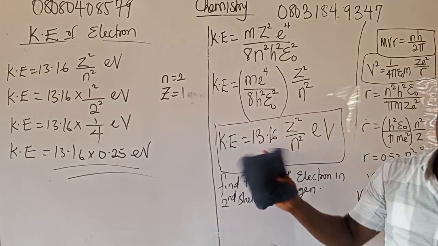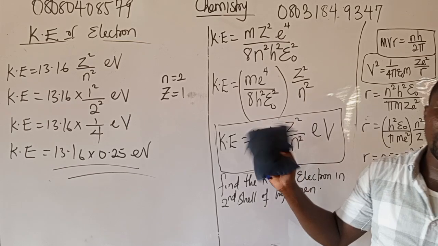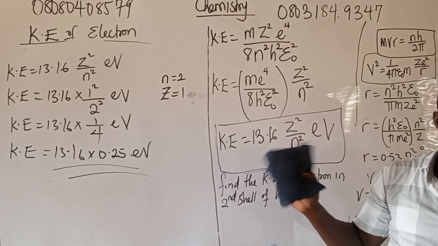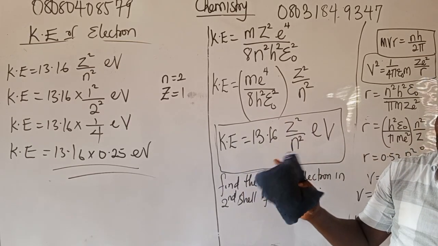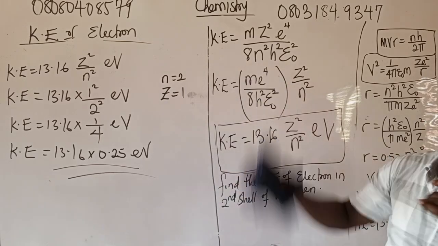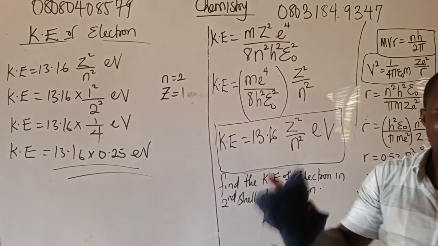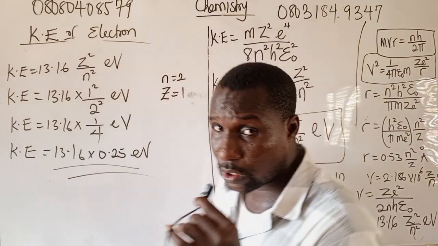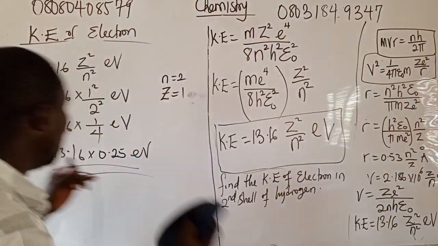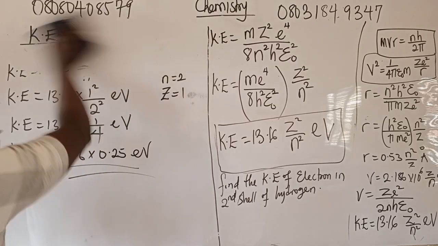Students, don't forget those atomic model of Bohr postulates. They are 5, and that is what we are using to get all these. Take note, Bohr is applicable to an atom with what? One electron. Take note of that. Let's move further to potential energy.